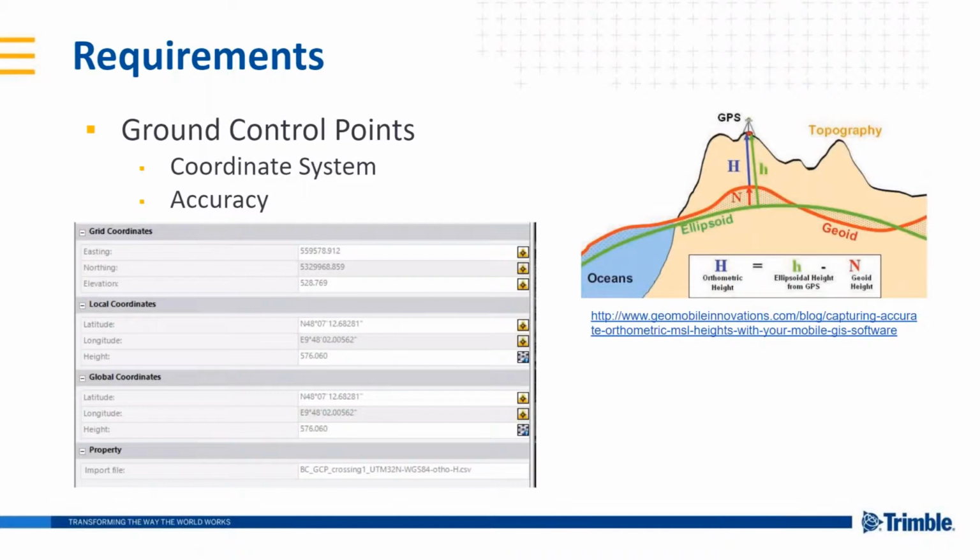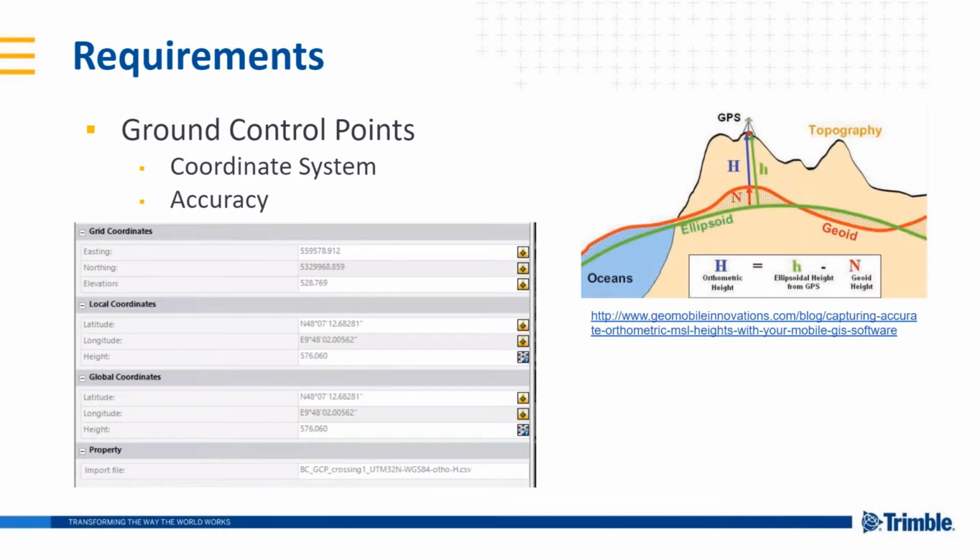The next requirement, which in my personal opinion is the most important, is to have good quality control points. Normally we receive a CSV file from our surveying team, and they say these are our reference data, so please register your data against these control points. We should know two things before registering our data: the coordinate system that has been used and the accuracy that those points have.